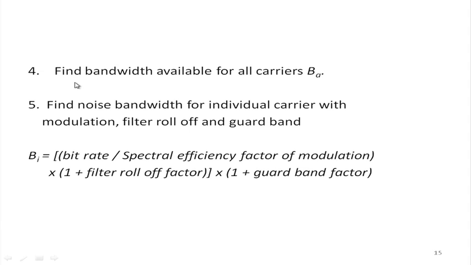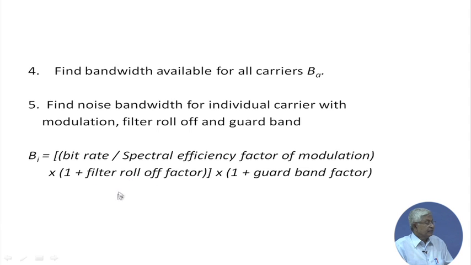So, let us go back to that slide. If you recollect, it shows that we find the bandwidth available for all carriers, that is, the full bandwidth of a transponder, and the noise bandwidth of an individual carrier. What is the noise bandwidth of an individual carrier? It depends on modulation, that is, the bit rate divided by the spectral efficiency. In case of BPSK, it will be the same. QPSK is half, that is, divided by 2. Like that, for different types, such as MSK, a number will appear.